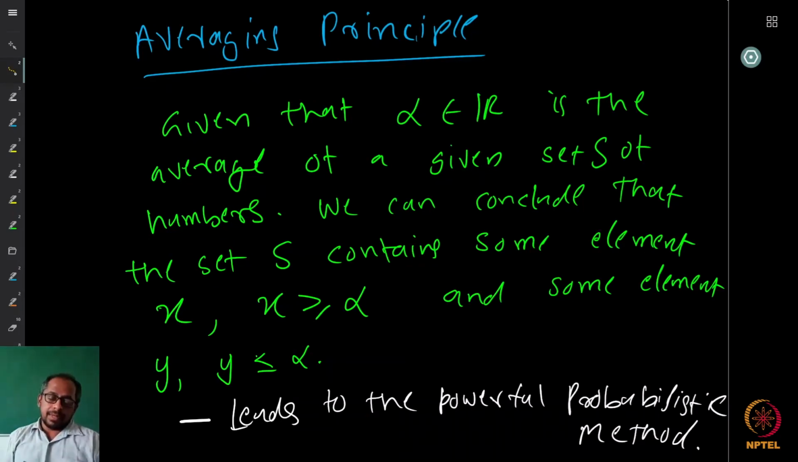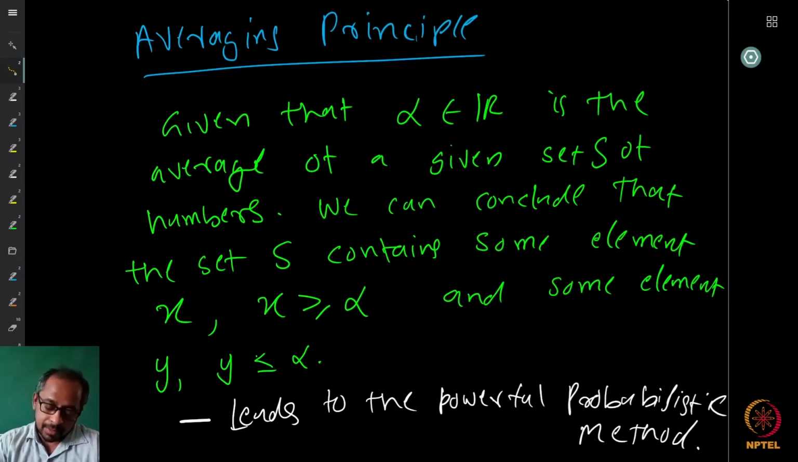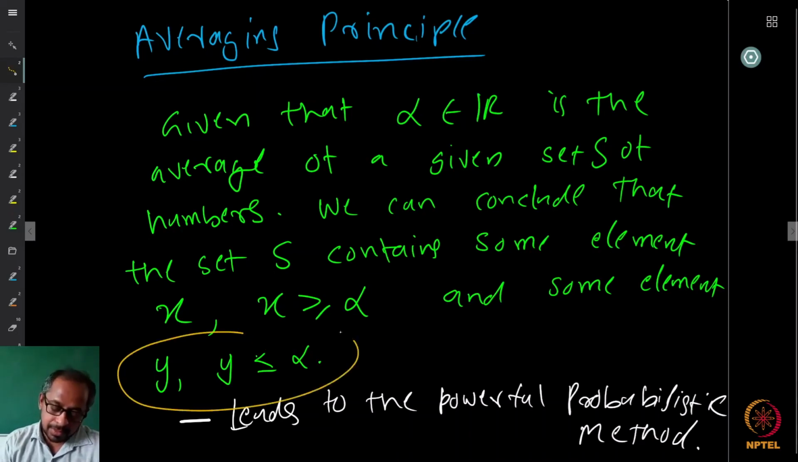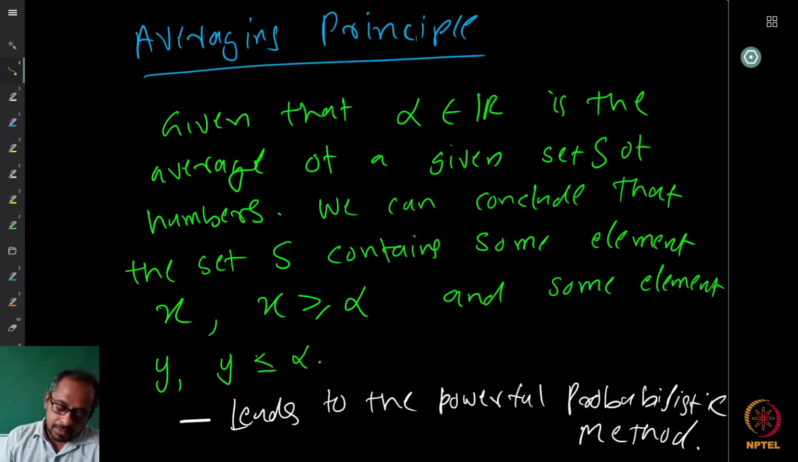Okay. So given that alpha, a real number, is the average of a given set of numbers, we can conclude that the set contains some element x whose value is greater than or equal to alpha, and some element y whose value is less than or equal to alpha. Of course, they can all be equal to alpha. That's okay. Now, as I told you, this can lead to some powerful techniques like the probabilistic method.